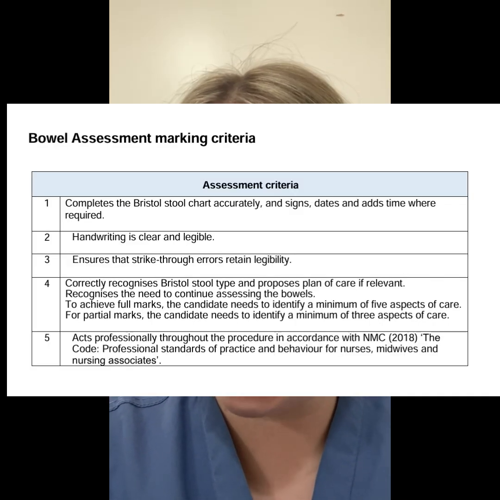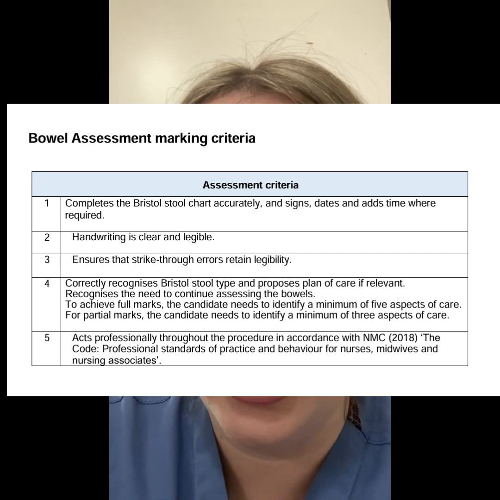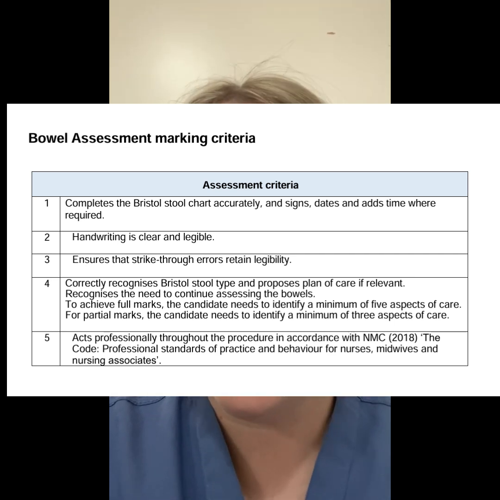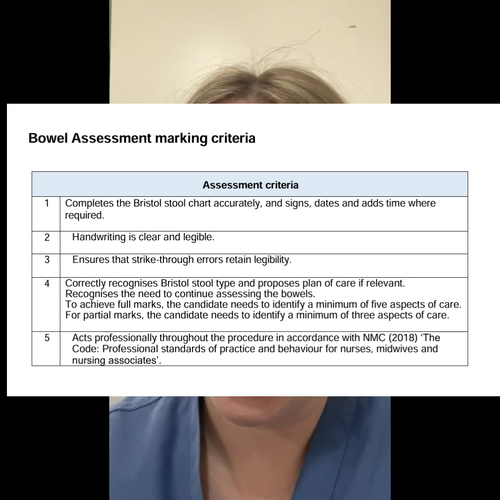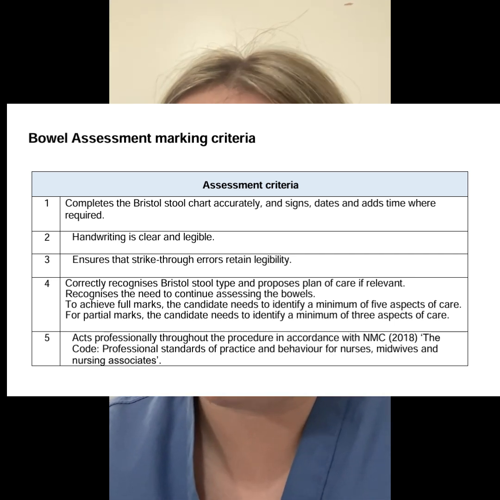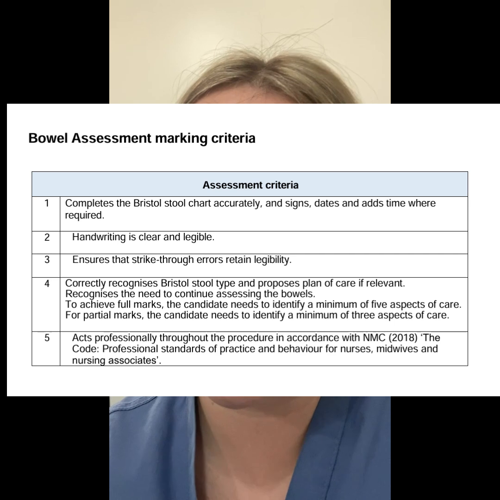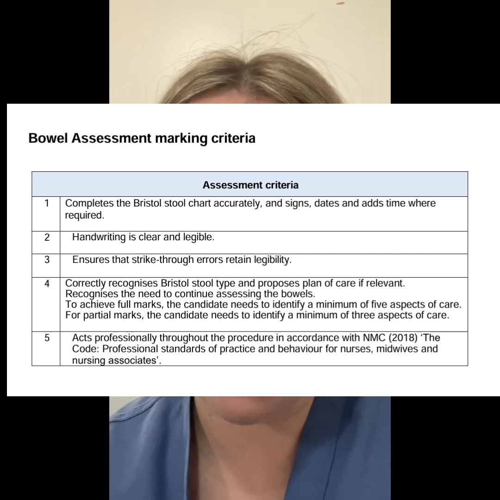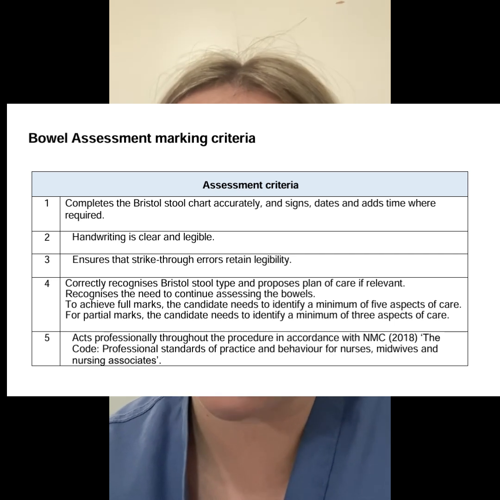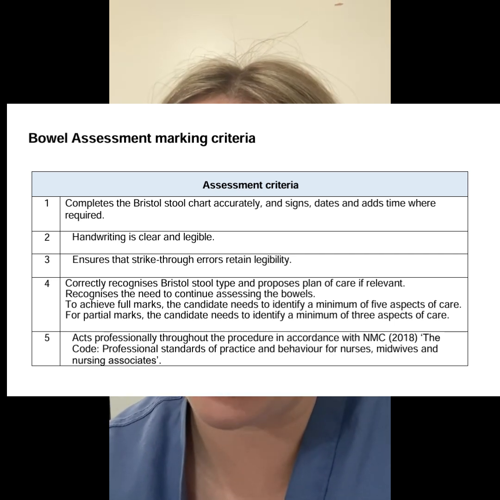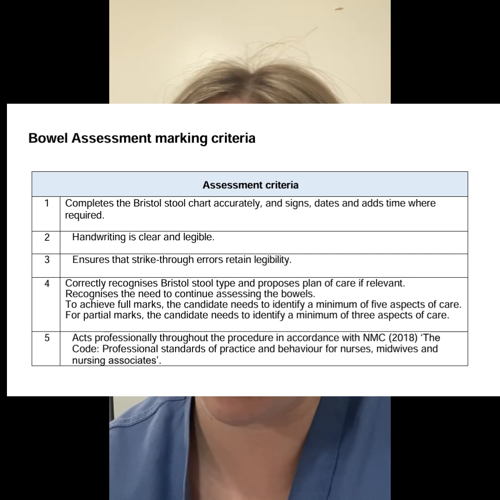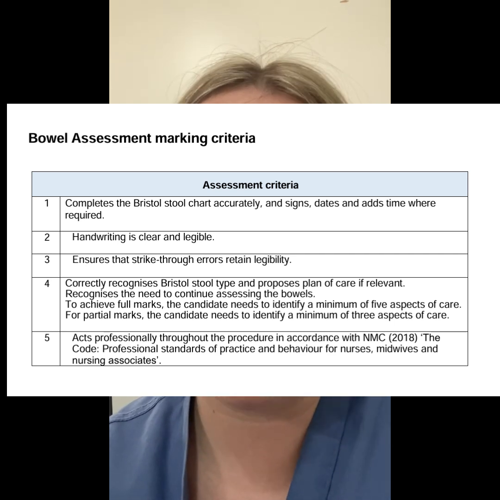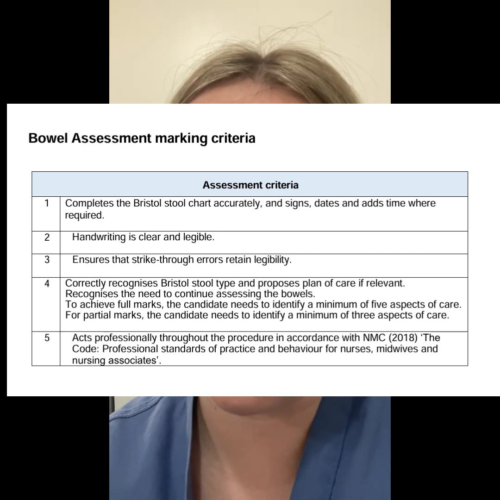Completes the Bristol stool chart is the first point, and obviously dates and signs it. Handwriting is clear and legible. If I'm talking to you about your handwriting, please practice it before your exam. There is a lot of handwriting in the exam, so try and practice it a little bit beforehand if your writing isn't your strong point, so it can make it nice and easy for your examiner to pass you.